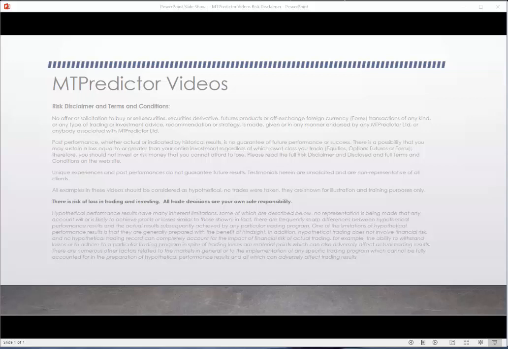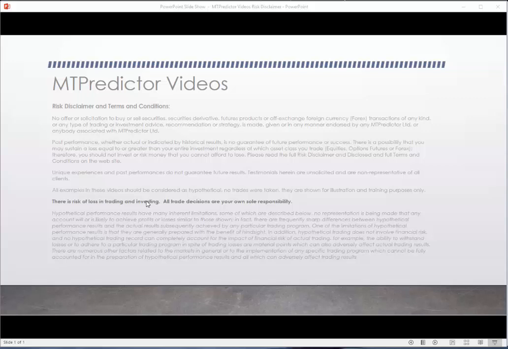But before we start, as usual, I need to go through our risk disclaimer and remind you that all examples in these videos should be considered as hypothetical. No trades are actually taken. They're just shown for illustration and trading purposes only. Also, I remind you there's a risk of loss in trading and investing.